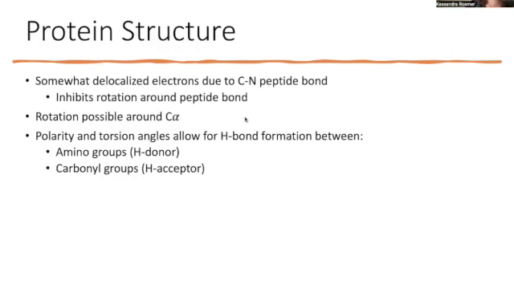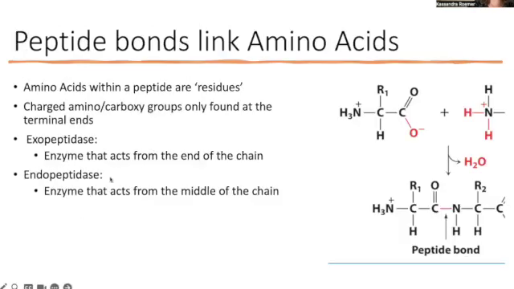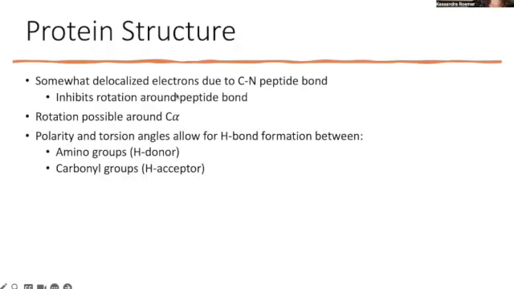All right, diving into the next chapter, protein structures. So if you remember what the peptide bond looks like, let's jump back to the slide right here. We have this double bond, and due to this double bond, the electrons in the peptide bond actually exhibit somewhat of a delocalized nature. So the electrons kind of move around between these two bonds. This, however, inhibits rotation around the peptide bond itself, so that forms a pretty rigid structure.